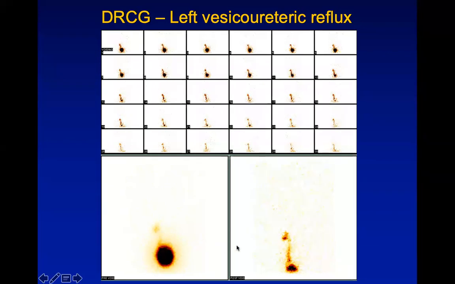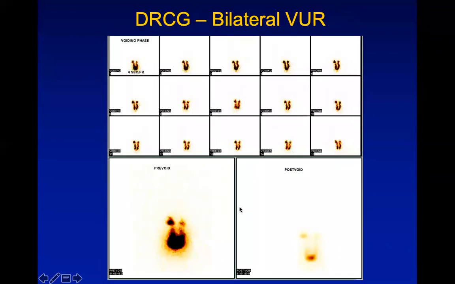This is the pre-void image. This is the post-void image. So post-void, you can see it's a high-grade reflux into the renal pelvis. This is, similarly, a bilateral vesicoureteric reflux. Right from the pre-void image itself, you have seen the reflux into both the ureters throughout the study.